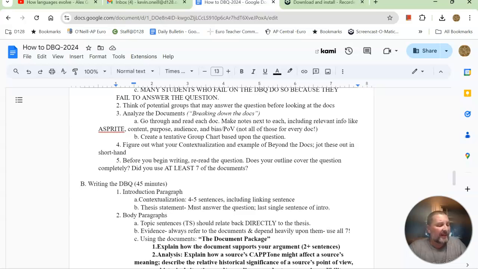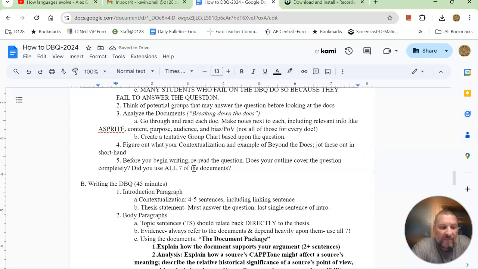And then lastly, before writing, you are going to reread the question. Does your outline cover the question completely? Did you use at least all 7 of the documents? It should say that; that's a typo right there. We're going to change that right now in real time: all 7 of the documents.